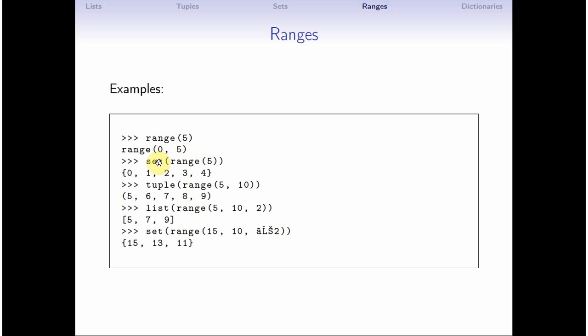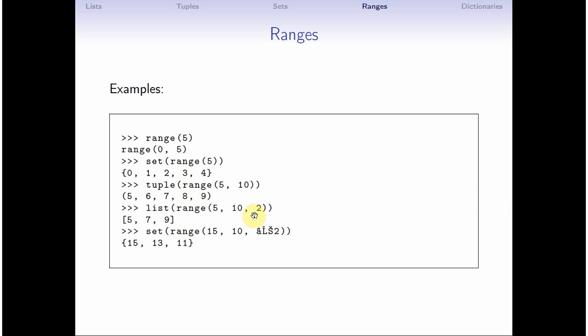If you want to see what range of 5 is, make this into a set, and it will appear 0, 1, 2, 3, 4. Remember, Python always starts with 0. Remember, we don't include the end value, so 5 is not included here. Now change this to a tuple, like 5 to 10. What appears? It should be 5, 6, 7, 8, 9. 10 is not included.